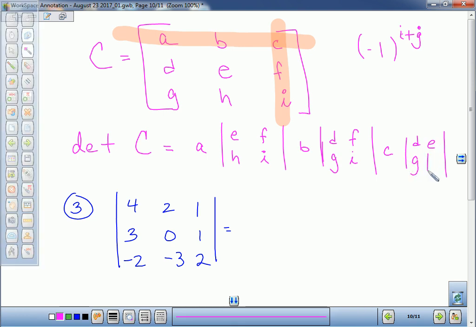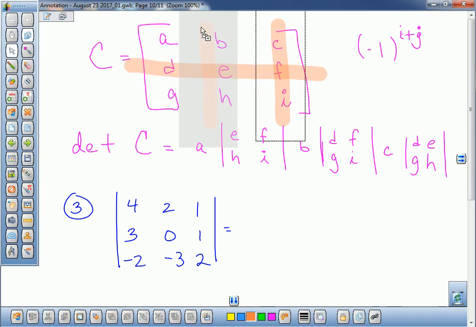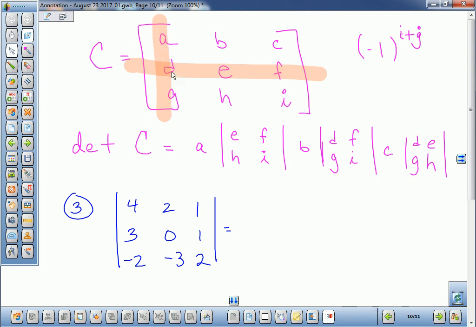Now, there is a lot of flexibility with this method. I don't have to start with the first row here. I could choose any row to start with. So if I chose to start with this row, what would I multiply D by? The determinant of B, C, H, I, right? Now, why would I ever choose a different row than the top one? If there's zeros. If there's zeros.